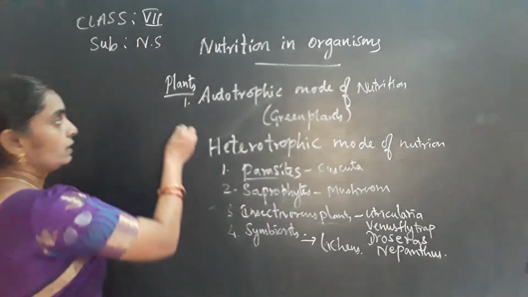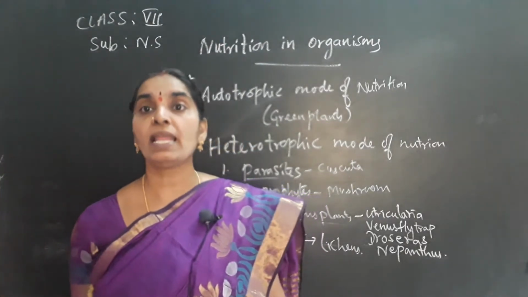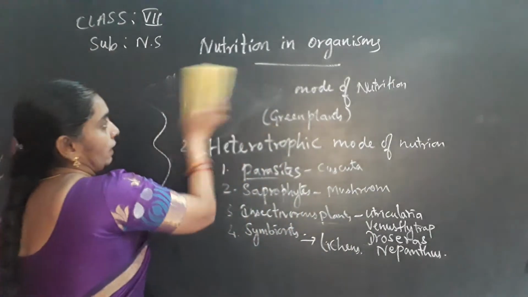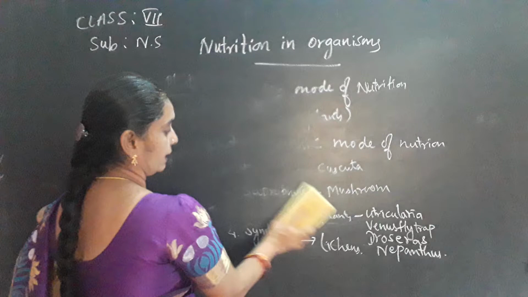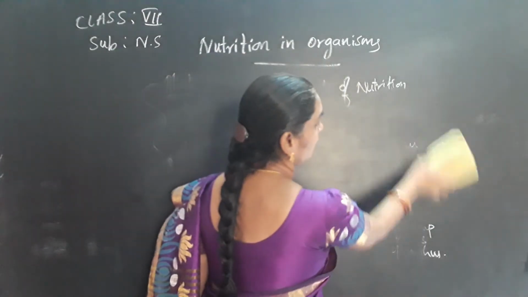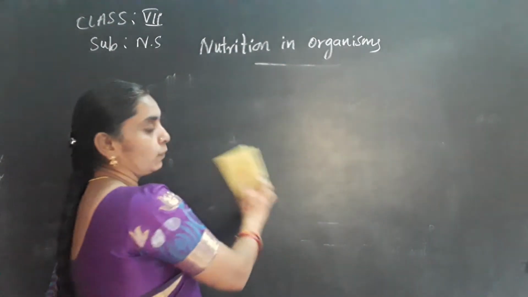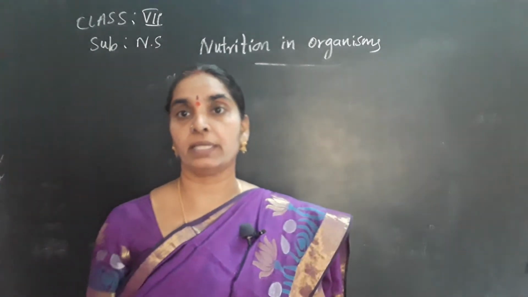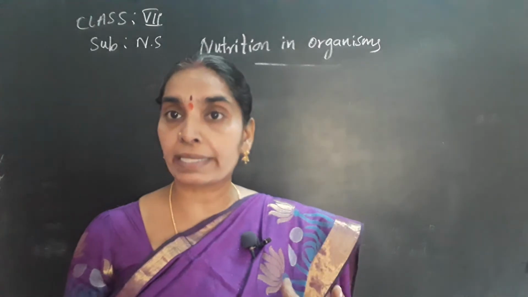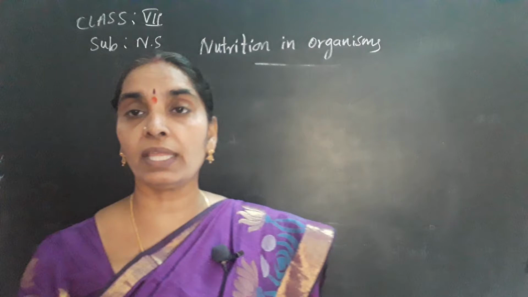So this is the revision of the previous class. Now coming to nutrition in animals. We have seen that in animals, the food is taken from outside into the body. Is it clear? In most animals, food is taken into the body from outside. So what happens after ingestion, that is taking in food? The food gets digested inside the body of the animals.